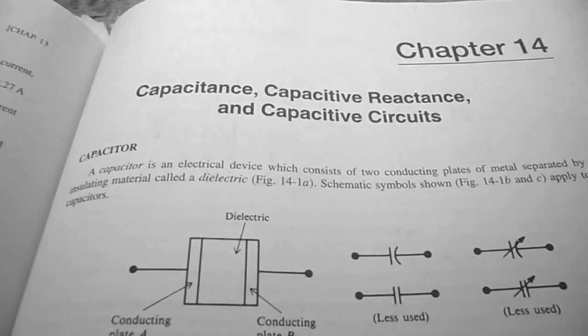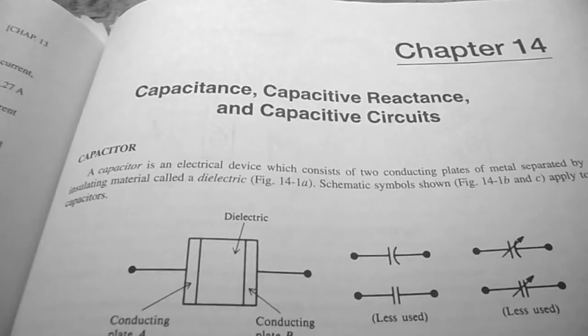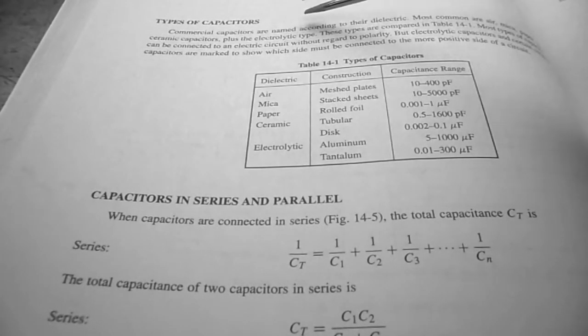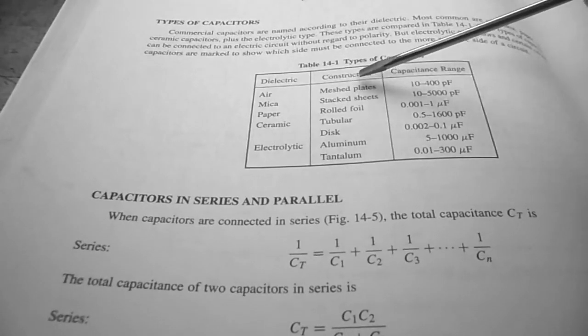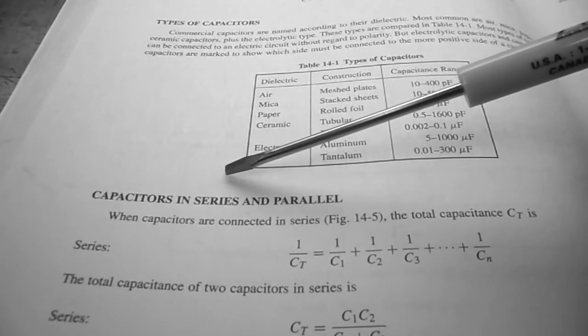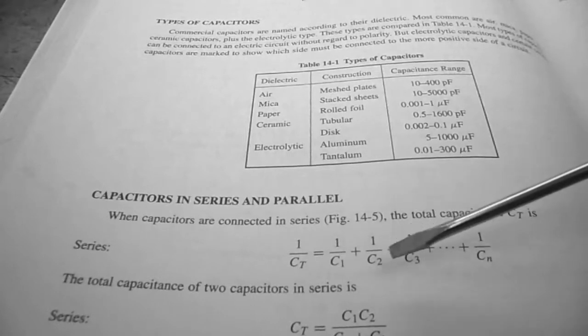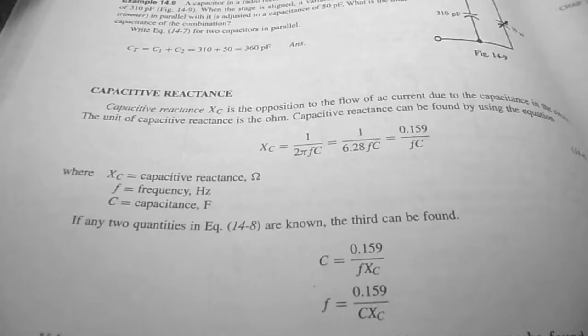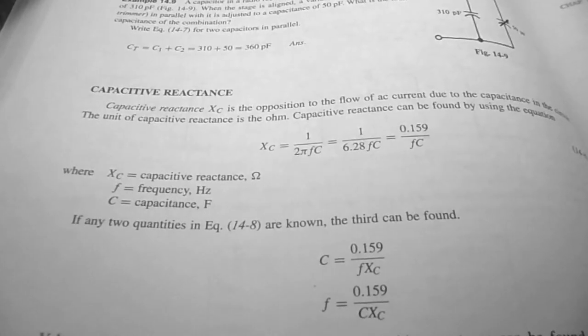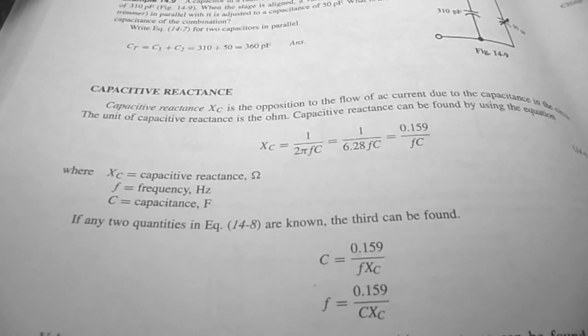Chapter 14 starts off talking about the capacitor. It talks about the types of capacitors that we might encounter, and capacitors in series and parallel and how to add them together. It talks about capacitive reactance and gives you the formula for Xc equals 1 over 2 pi F C.